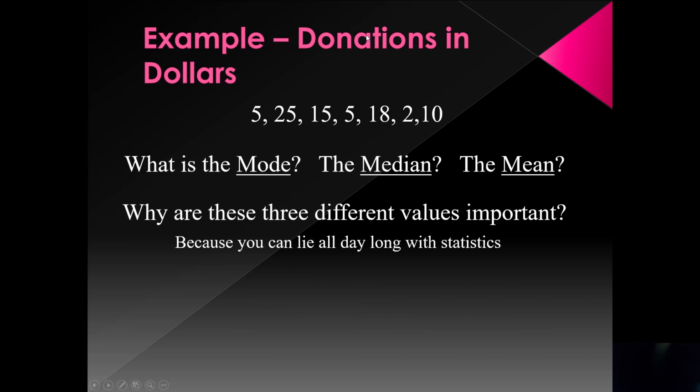So here's an example with donations in dollars. There are 1, 2, 3, 4, 5, 6, 7 values here. And I want you to tell me what the mode and the median and the mean are. Is that correct? Yeah. So while you're calculating, I'll tell you why these 3 values are important?